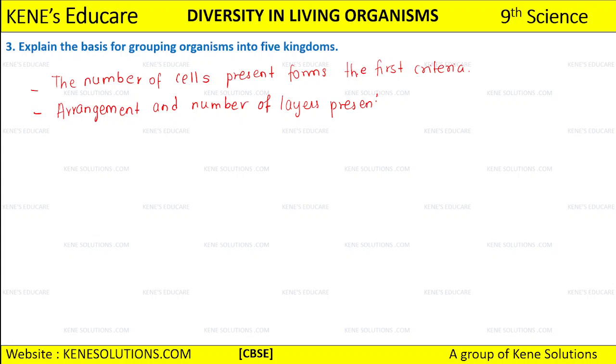After this arrangement and number of layers, we have classification based on the existence of the cell wall, whether they are having the cell wall or they are not having the cell wall. So existence of cell wall is the third basis. After that, mode of intake of nutrition, whether they are autotrophic or heterotrophic, right?